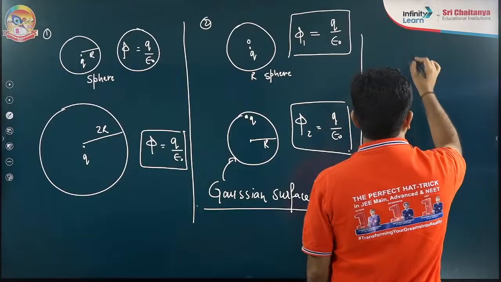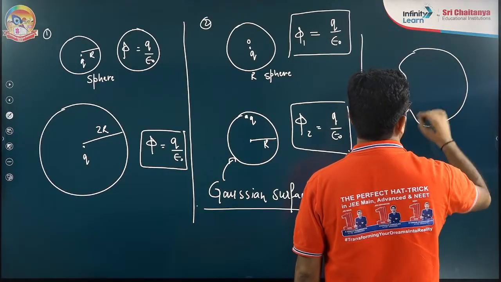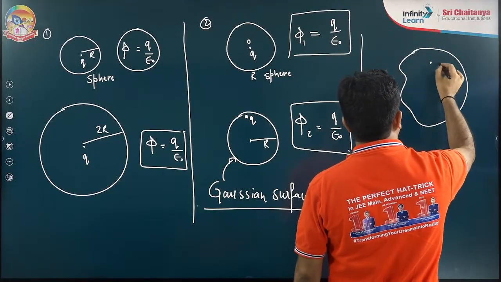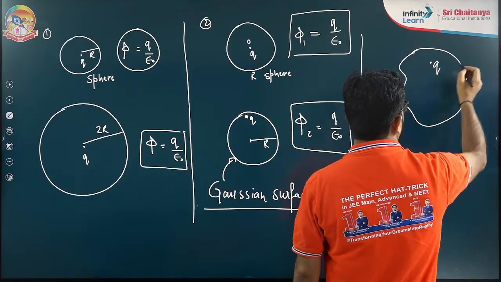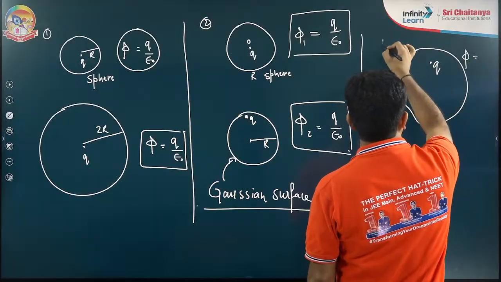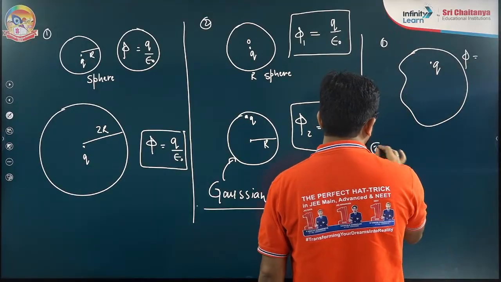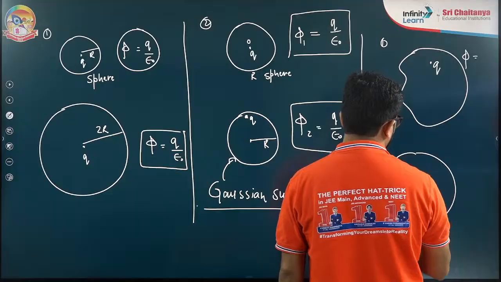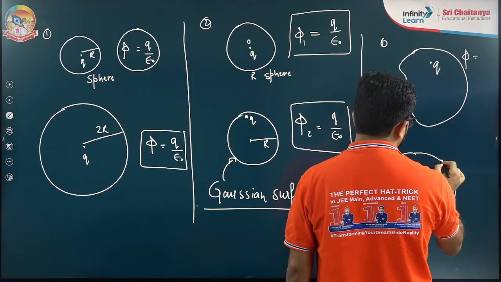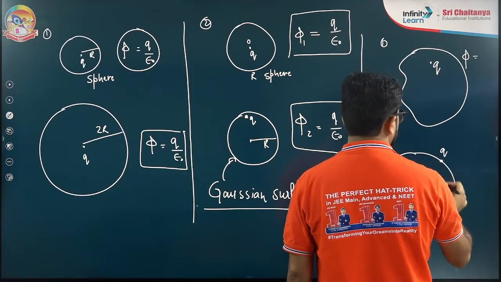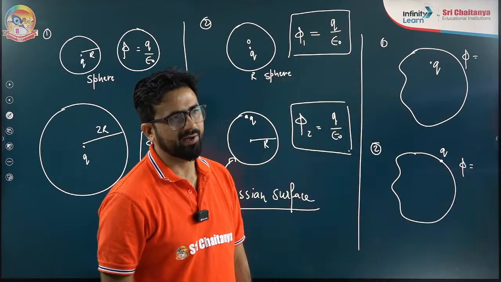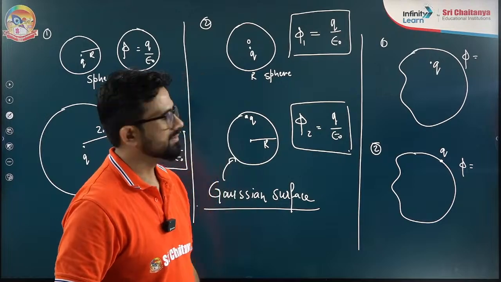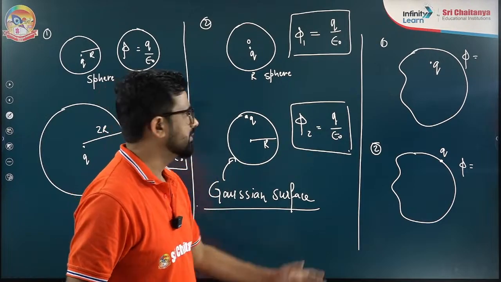If I ask you, suppose this is a surface, a Gaussian surface. Suppose this charge is Q, and it is a closed surface. So what is the flux here? Can you tell me? This is the first case. And the second case: this is the same surface, but now the charge Q is placed on the surface. Now we have to calculate the flux. This is the second case. Can we solve it?